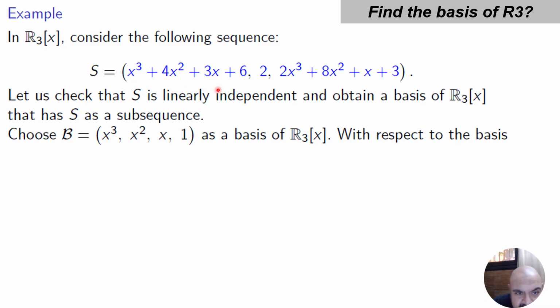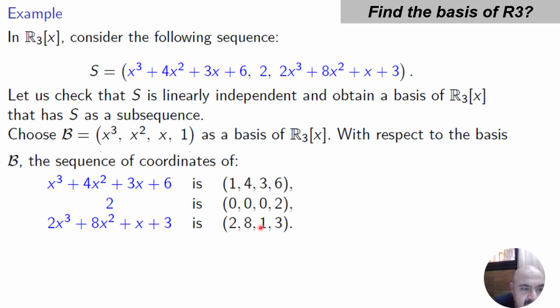Simply, the vector coordinates for the first vector are 1, 4, 3, and 6. For the second, it's going to be 0, 0, 0, and 2. For the third, it's going to be 2, 8, 1, and 3. So simply, we can use beta, the sequence of coordinates: the first one is 1, 4, 3, and 6, the second one is 0, 0, 0, and 2, and the third one is 2, 8, 1, and 3. I can consider x cubed, x squared, x, and 1 as the canonical or standard basis for K4.